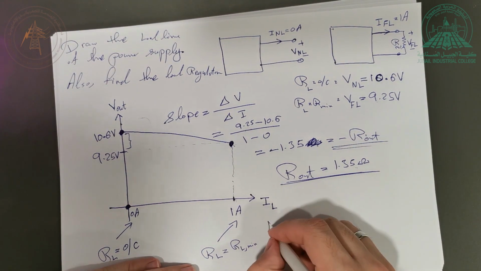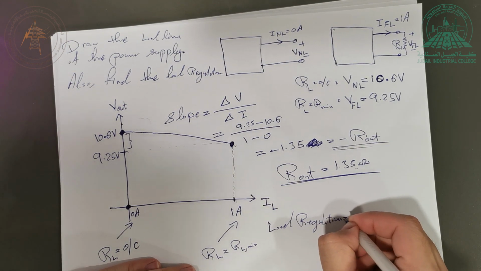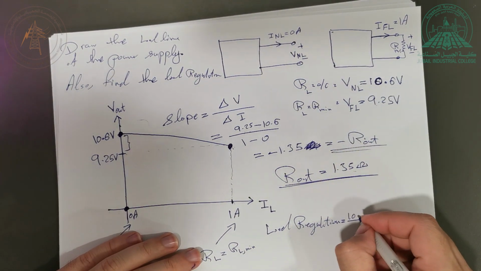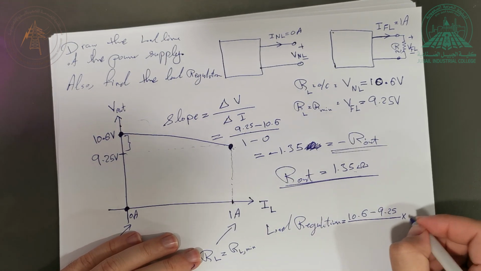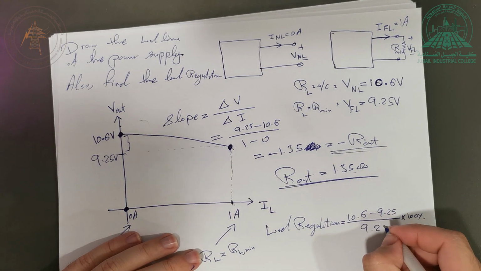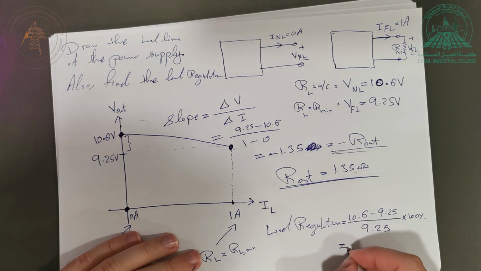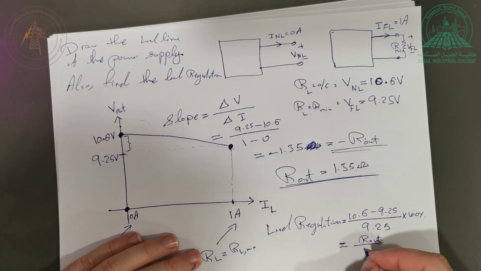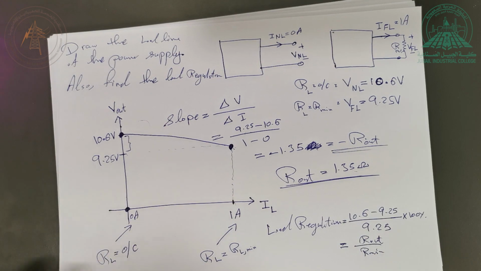If I want to find the load regulation quickly, the load regulation is equal to... I have two ways. I can use these values. I can say it's equal to 10.6 minus 9.25, divided by 9.25, multiplied by 100%. And this is equal to what? Or I can say it is equal to R out divided by R minimum, as we did in the previous part.